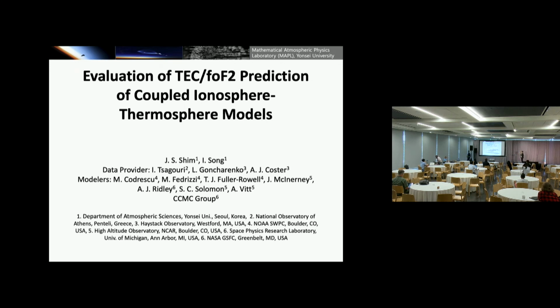Okay, so today I will show some results from a quantitative assessment of coupled ionosphere-thermosphere models for TEC and foF2 prediction. This study is an extension of our previous study, to track the model improvement and also to investigate the impact of higher and lower boundary forcing on model performance.